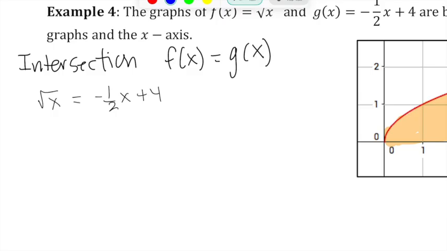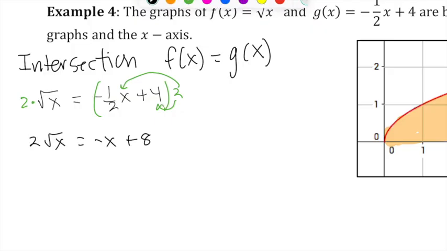So we set them equal. Now we need to solve this. I don't like working with fractions, so I'm going to multiply everything by 2. This is going to become negative x, and when we multiply here, that becomes plus 8. Now, we want to square each side.